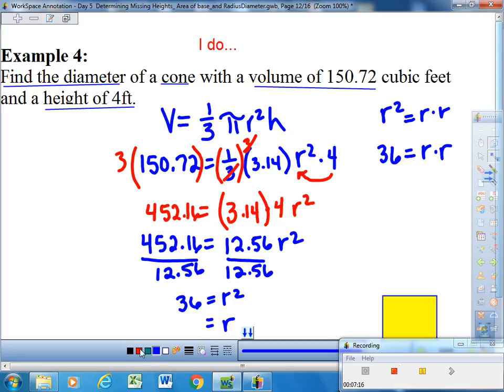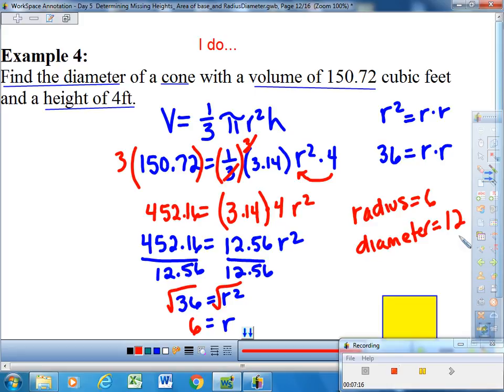Or you can take the square root of both sides. The square root of r squared is r. The square root of 36 is 6. So the radius equals 6. So what's the diameter? Double that, 12, and it's feet. So the diameter is 12 feet.